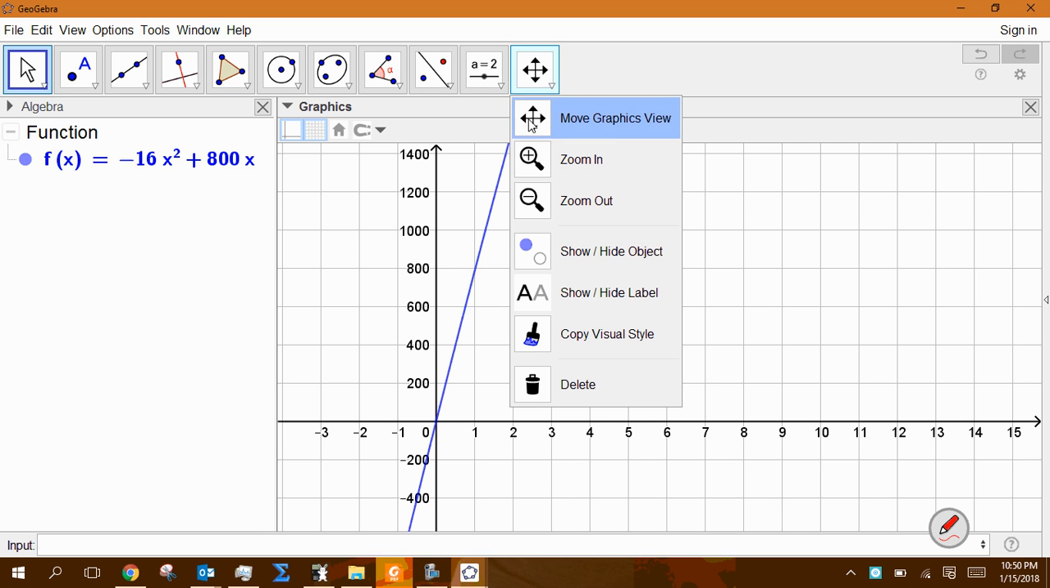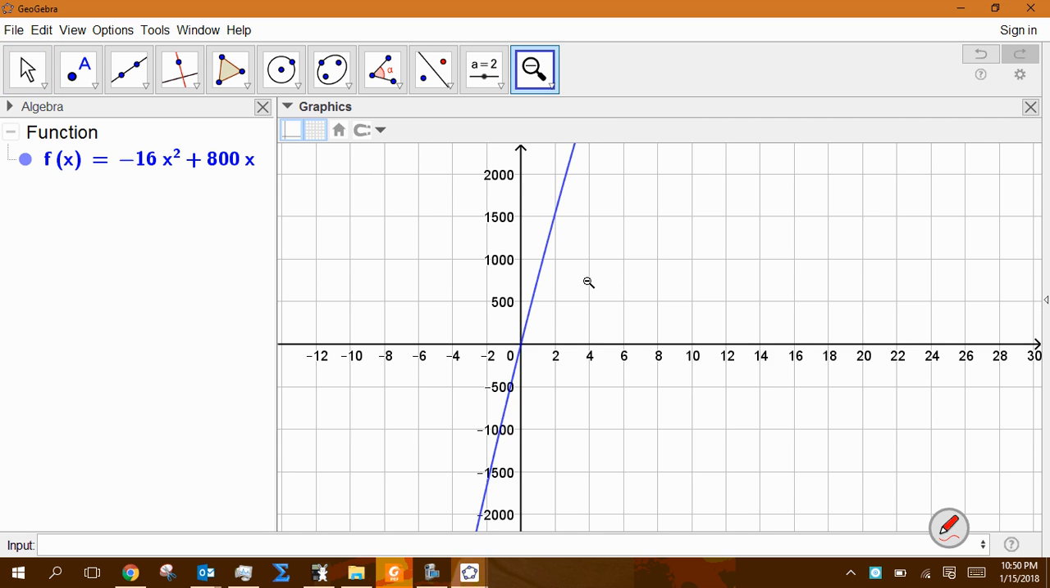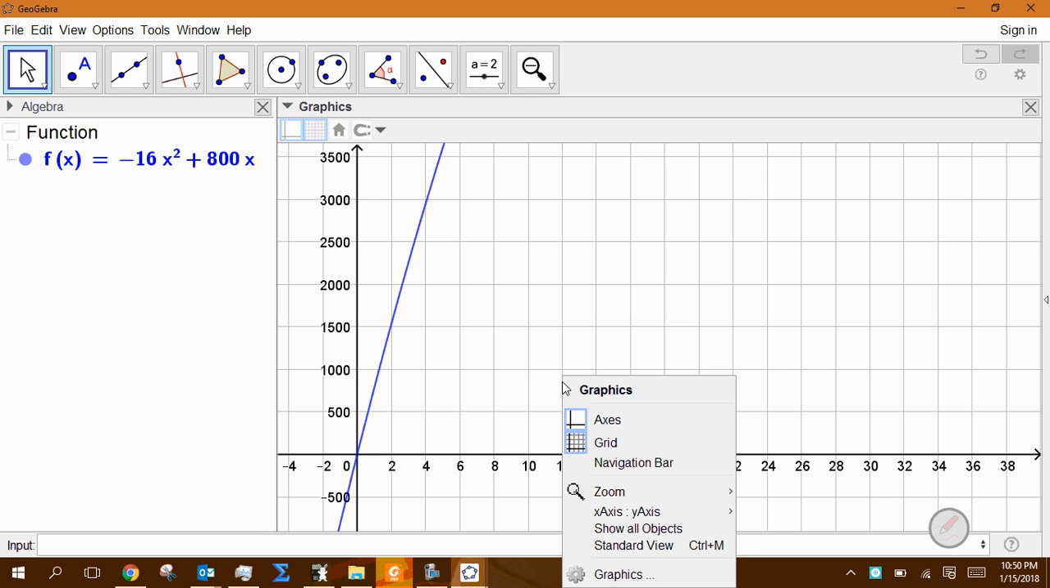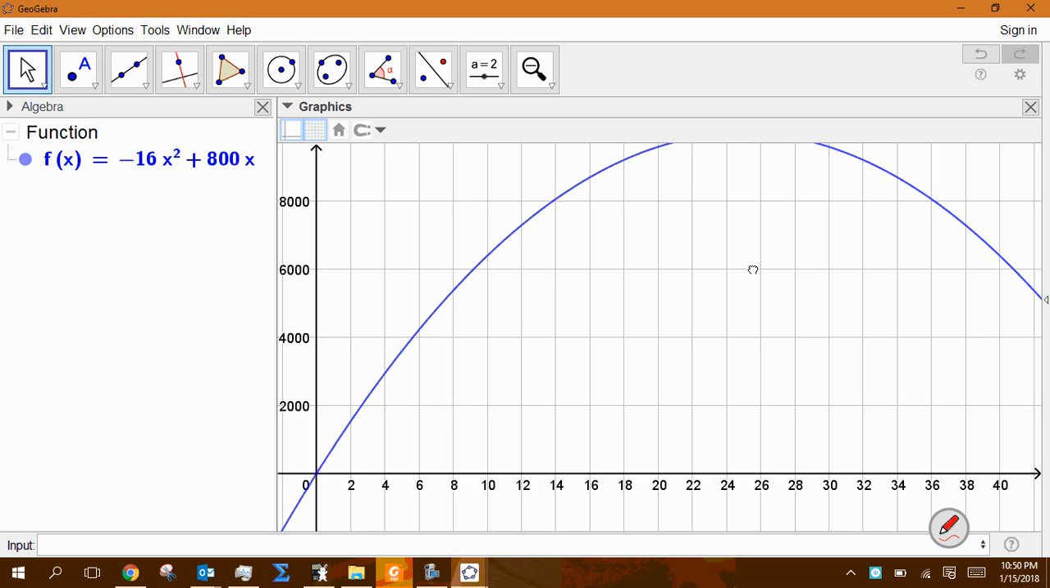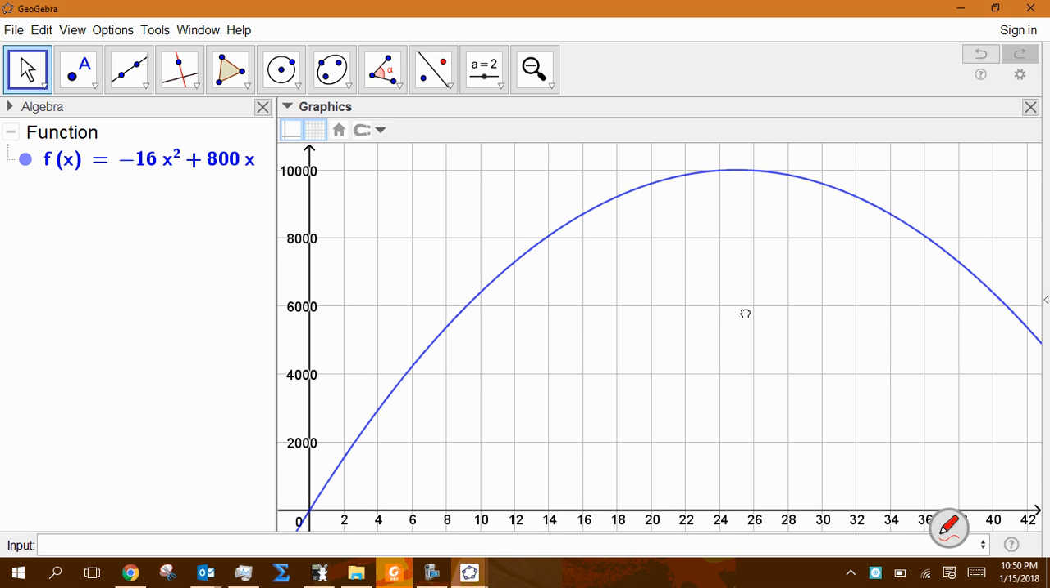Just changing the view screen here for us a little bit. All right, so you're starting to see this curve looks a little bit more parabolic. Let's get the axes. Let's change it one more time. There we go. All right, so then we're seeing this thing gets to a maximum height of, looks like, about 10,000 feet.